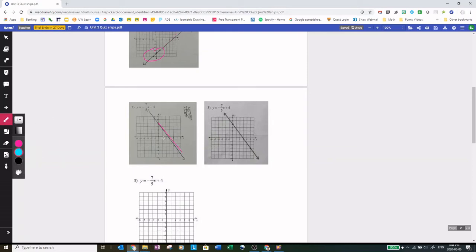It's pretty close to there. Here it's a whole square too low there. Okay.